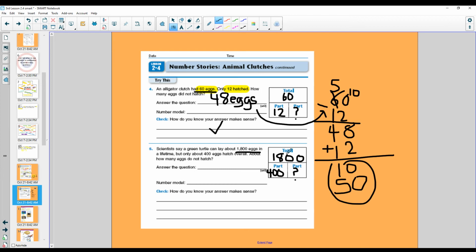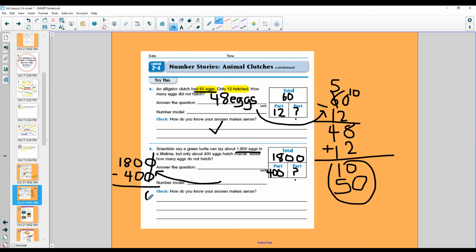All right, so if we have a total and only one part, we are going to find the difference between the two parts. All right, my number model is going to go over here. I have 1,800. Think about lining up your numbers. And then I have 400. And I want to know the difference between these two numbers. How many did not hatch?